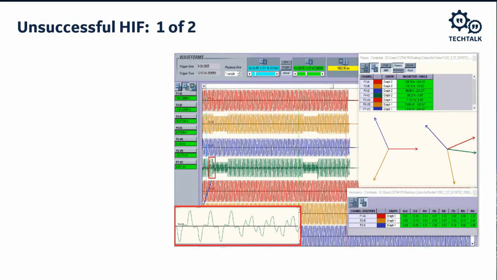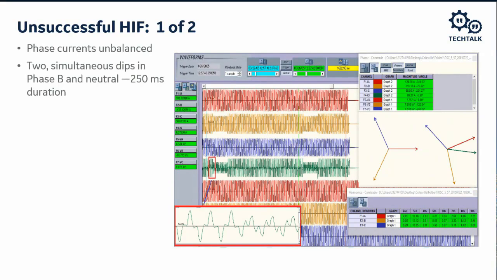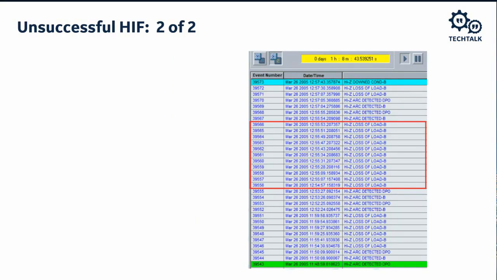This is an example of an unsuccessful HIF operation. Note that the phase currents are unbalanced and there are 2 simultaneous dips in the phase B and in the neutral that last 250 milliseconds. Examining the event records, we see that the event sequence over 3.5 hours shows the following.